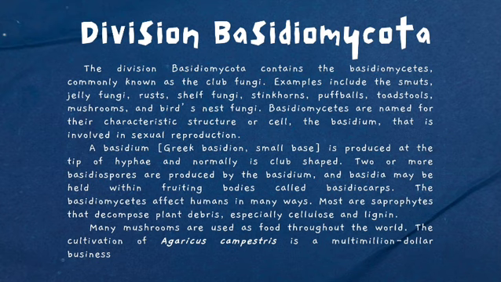Many mushrooms are found as food. There are beneficial mushrooms and there are poisonous mushrooms. An example of a beneficial mushroom is Agaricus campestris, which is a multi-million dollar business in terms of production and consumption by people nowadays.